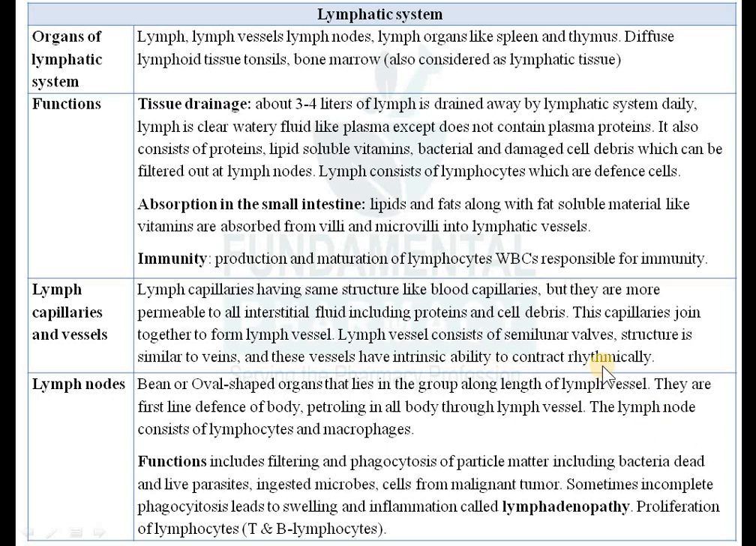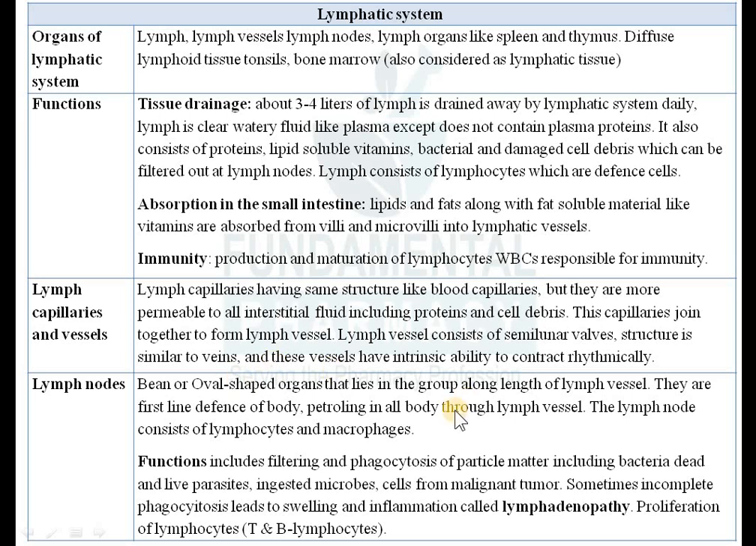So it will contract and relax rhythmically, and it will collect the lymph. Okay, so that's how lymph is collected. Now lymph nodes. So the first part of the lymphatic system is the lymph capillary, then lymph nodes. Lymph capillaries will join together to form lymph vessels. Okay, and now lymph nodes.